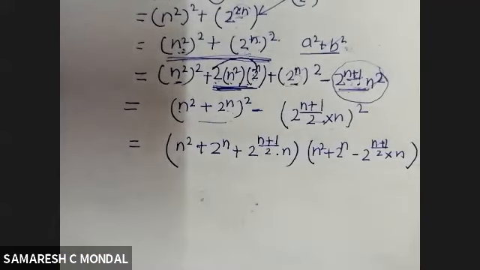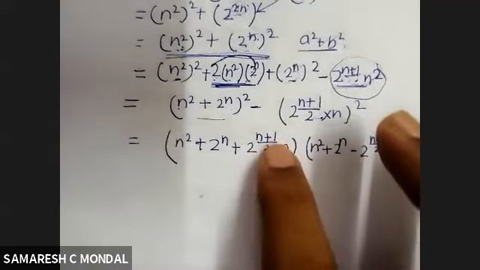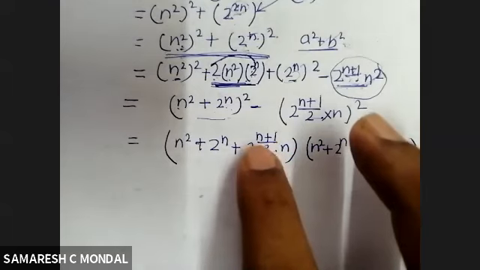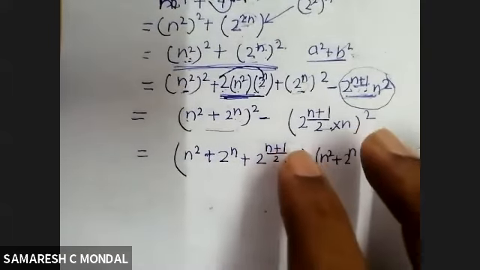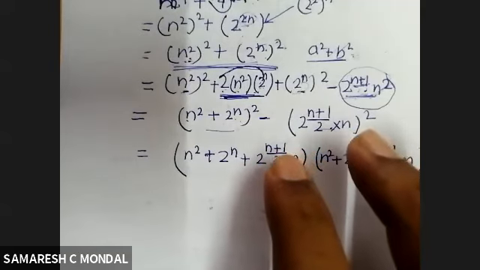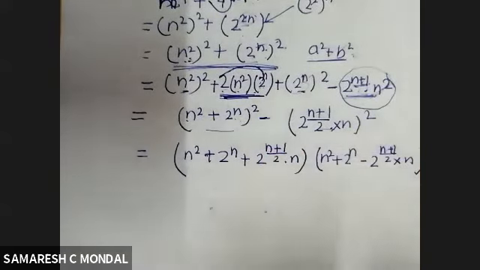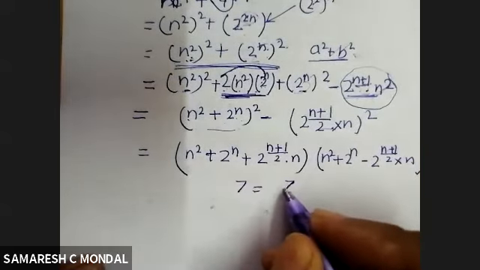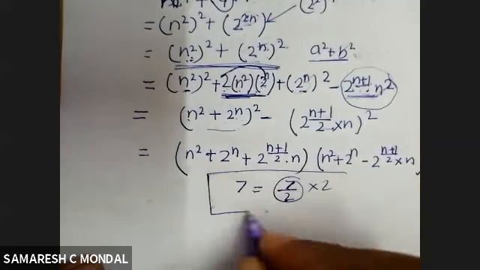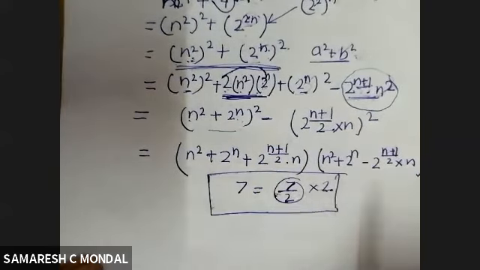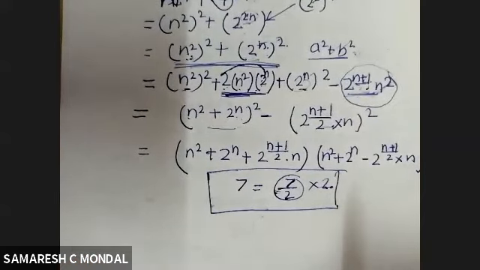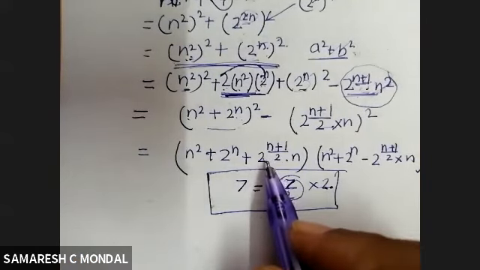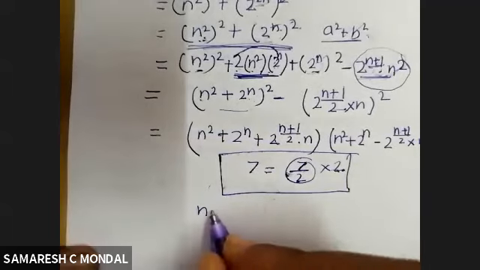So you may think that this 2 to the power n plus 1 by 2 is not an integer. Whenever factor means the product of that particular number should be an integer. Isn't it? You can't say that the factor of 7 is 7 by 2 into 2. You can't say. That's wrong. You need to express this into two factors, two integers. So here also integer should be there. So the problem comes n plus 1 by 2.